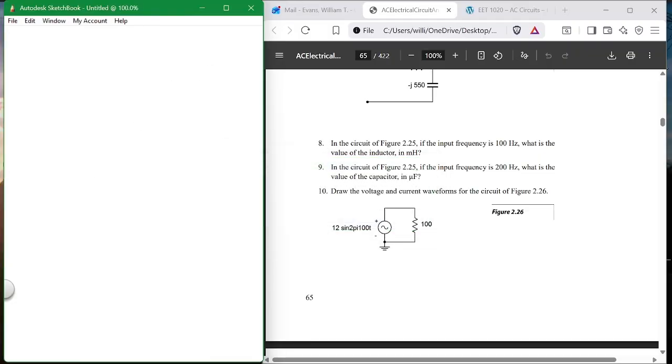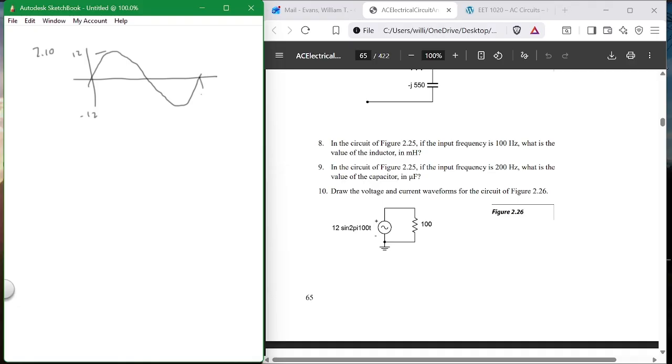All right, so we have 2-10, which is a graph. So what is the peak? Well, it's a sine wave, so it cuts through at 0, and the peak for voltage is at 12. The negative is at minus 12. Now, what else can we ask for here?